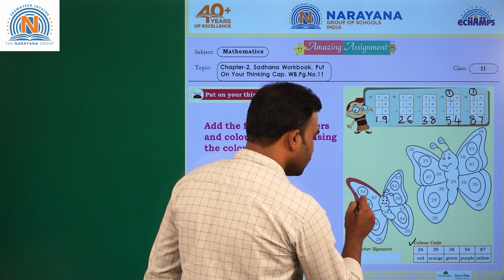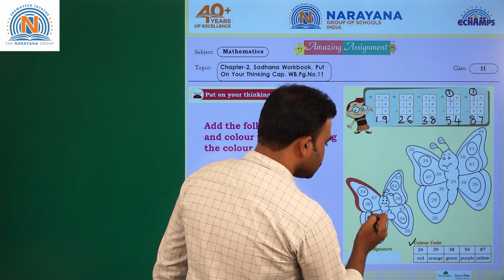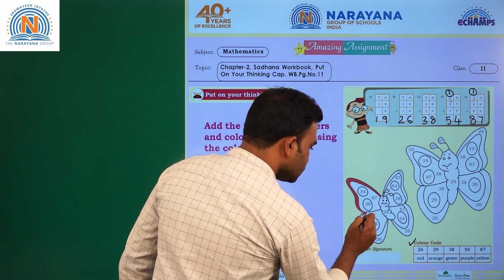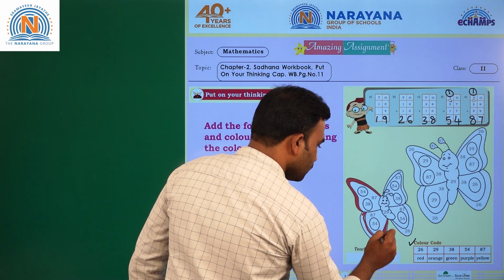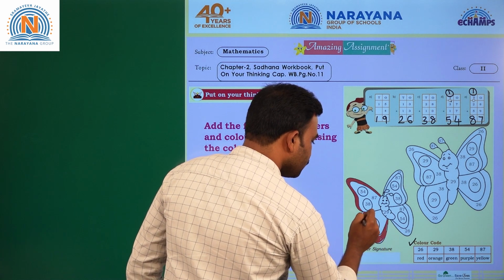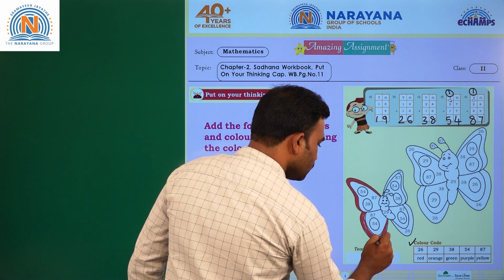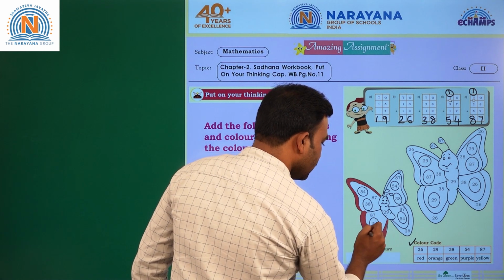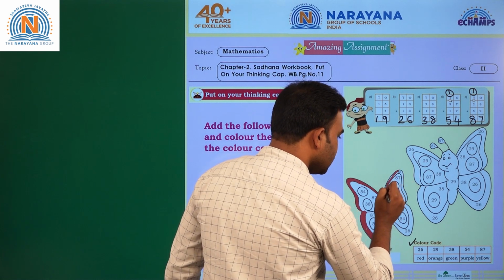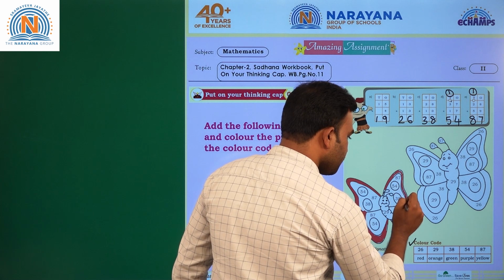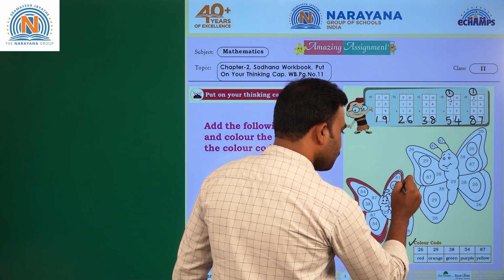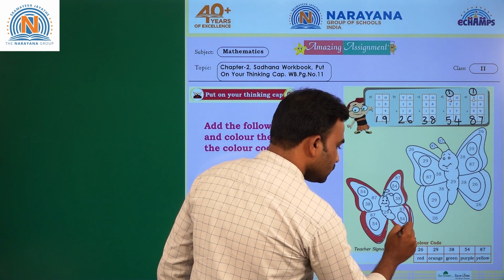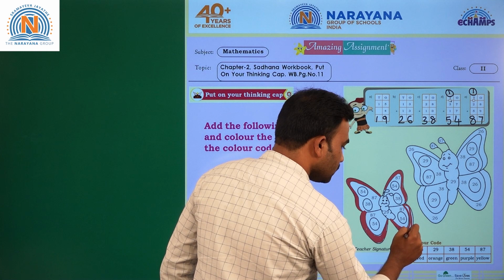Now I am filling red color. Next 26, yeah, here also 26 is there. So, red color should be filled in this gap, all 26 with red color. Next, here also 26 is there. Next here 26. This is also with red color, this place with red color.